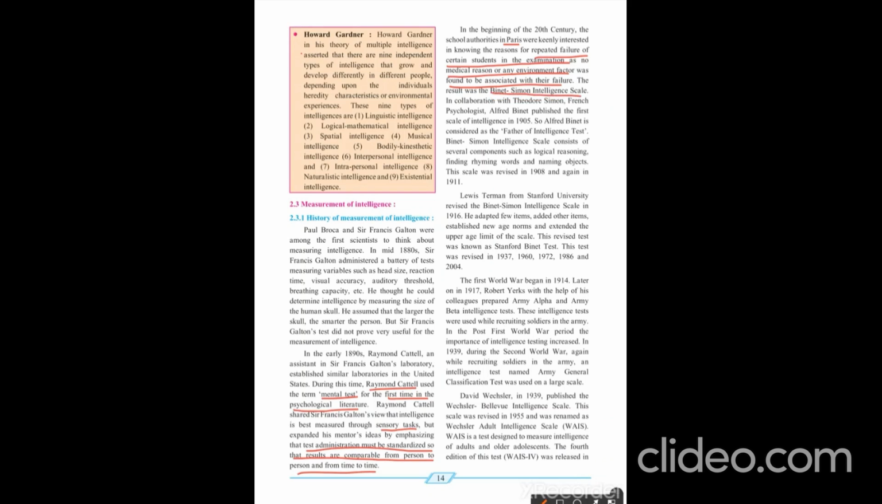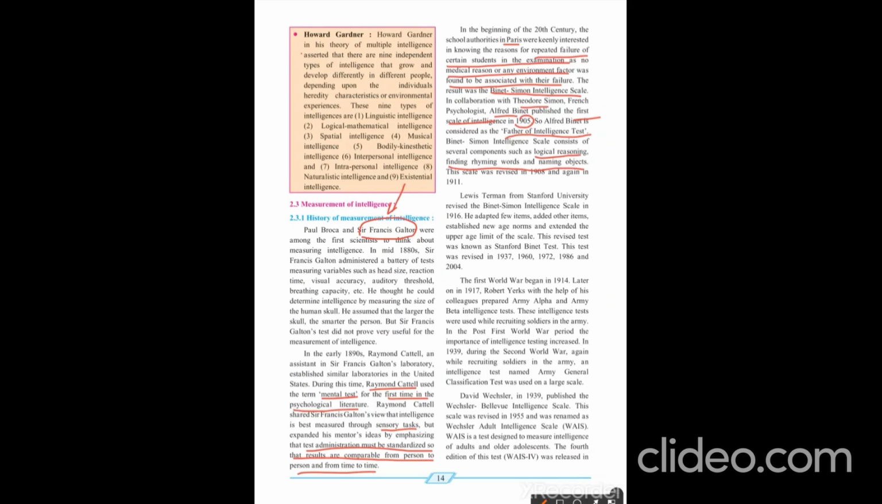In collaboration with Theodore Simon, French psychologist Alfred Binet published the first scale of intelligence in 1905. This is really important. So Alfred Binet is considered the father of intelligence test. Now I told you Francis Galton is the father of psychological testing, that is different. Francis Galton was the first one to measure anything in psychology. That's why he's called the father of psychological testing. Whereas Alfred Binet is only the father of intelligence test. Remember that. Don't get confused. The Binet-Simon intelligence scale consists of several components such as logical reasoning, finding rhyming words, and naming objects.